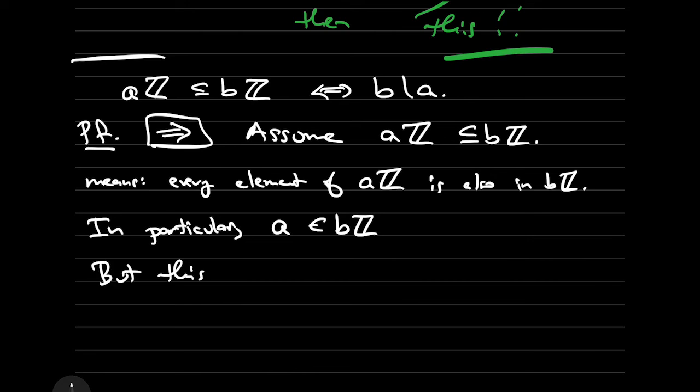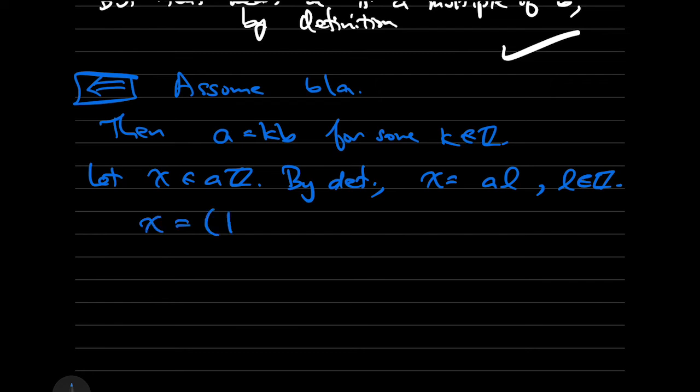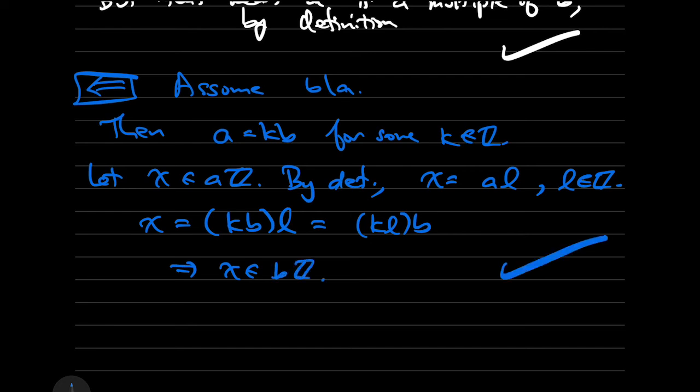Now we go from right to left. Assume that B divides A. Then A is some multiple of B, so A equals KB for some K in Z. Now let X be any element of AZ. This means by definition that X equals A times L for some integer L. But since A equals KB, this means that X equals KBL, which, moving terms around, gives me KL times B. That's a multiple of B, and therefore X is in BZ. We have shown that an arbitrary element of AZ is also in BZ, and now we're done.